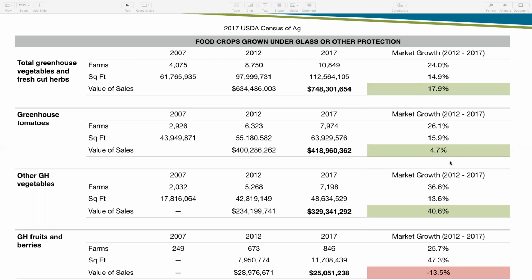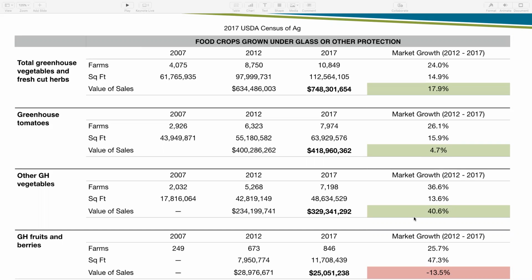Looking into the two different markets within the total greenhouse, I have tomatoes and other greenhouse vegetables. Right out of the bat, one interesting thing to see here is that the growth of greenhouse tomatoes was much smaller than the other greenhouse vegetables. So the value market growth for tomatoes was 4.7% versus 40.6% on other greenhouse vegetables.